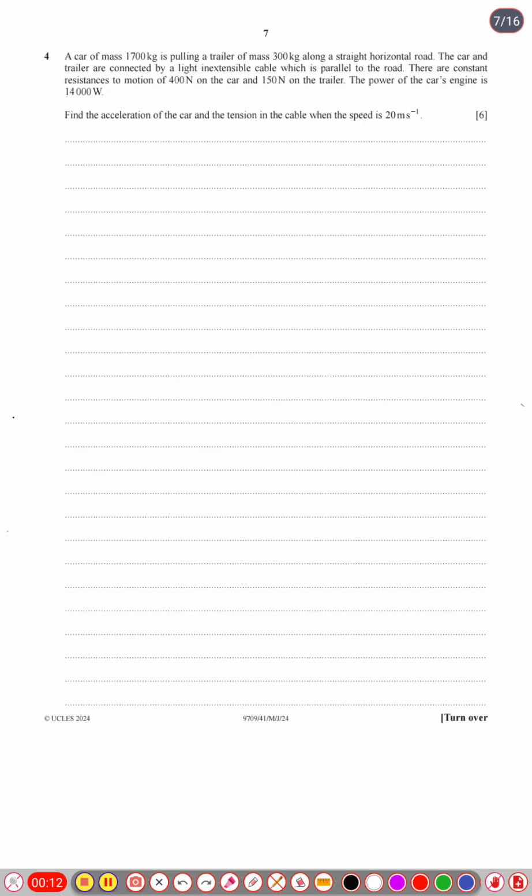This belongs to paper 41, session 2024, May June. Let's see what the question says. A car of mass 1700 kilo is pulling a trailer of mass 300 kilo along a straight horizontal road. So one information, the road is horizontal.